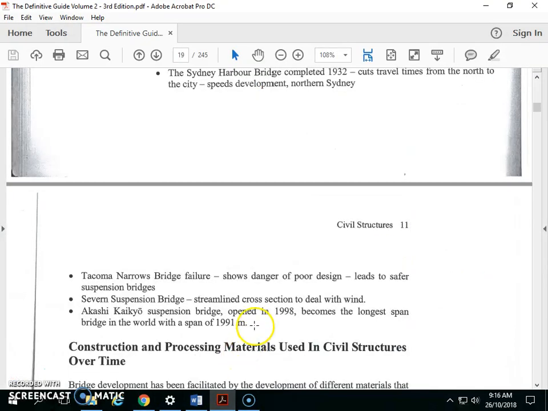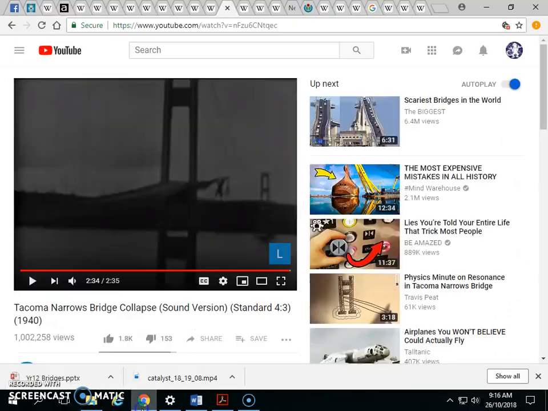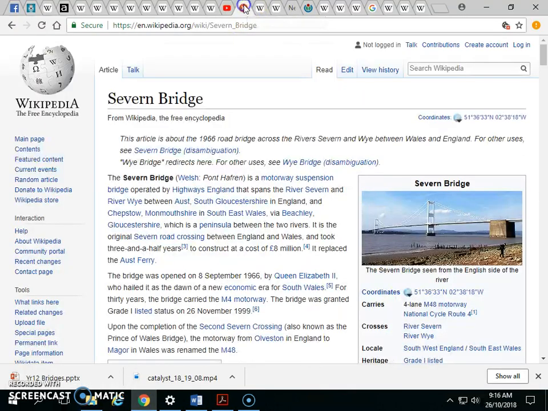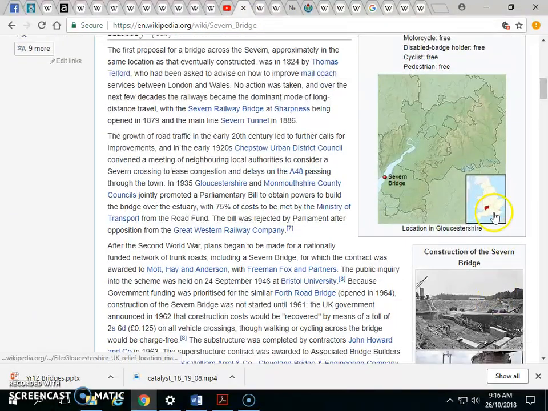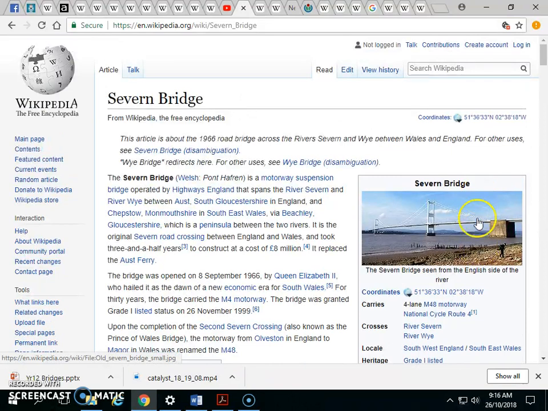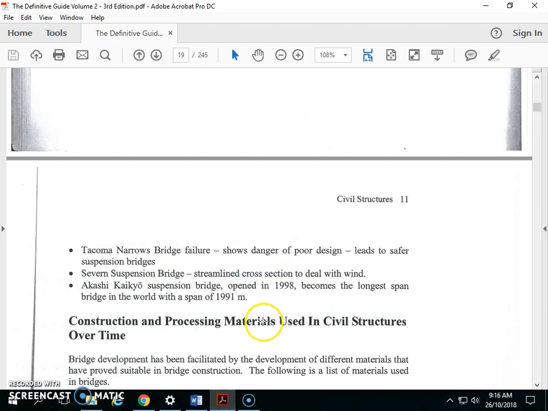Okay, we'll come back and talk about that in a little bit more detail in a second. So we have the Severn suspension bridge. The Severn River, I think, is near Bristol. I think it's in Bristol. Okay, so that was a big bridge. That was a significant suspension bridge, which was then eventually outshined by the one in San Francisco.